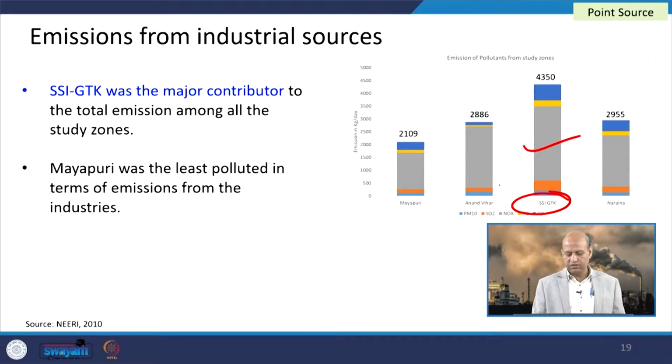So you can see the difference between different kind of areas, like this small scale industrial area of Grand Trunk, Karnal Road is the major contributor if we compare with other industrial areas. Mayapuri is the least polluting area in that sense.